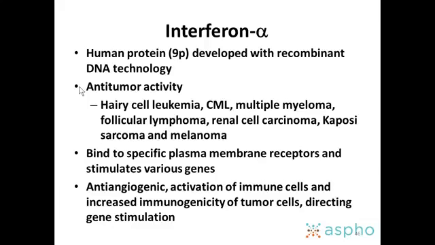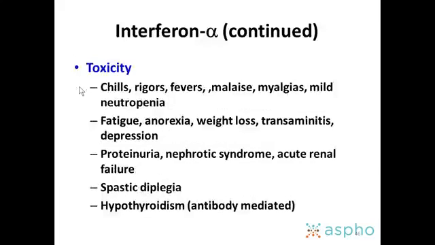It binds to specific plasma membrane receptors and stimulates various genes. It has an anti-angiogenic effect. It activates the immune system and also increases the immunogenicity of tumor cells by direct gene stimulation. So the questions asked are usually related to the toxicity of this drug. It's a very difficult drug to tolerate. It causes chills, rigor, fevers, malaise, myalgias, mild neutropenia, fatigue, anorexia, weight loss, transaminitis, and depression, proteinuria, like any protein would do, nephrotic syndrome, and acute renal failure.